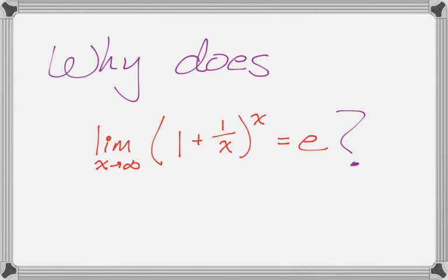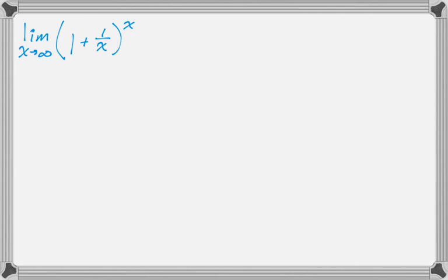Okay, in this video we are going to talk about why the limit as x approaches infinity of the quantity 1 plus 1 over x to the x is equal to e. And it actually illustrates a technique that you use kind of frequently when you're finding limits, so it's a good problem to do overall.